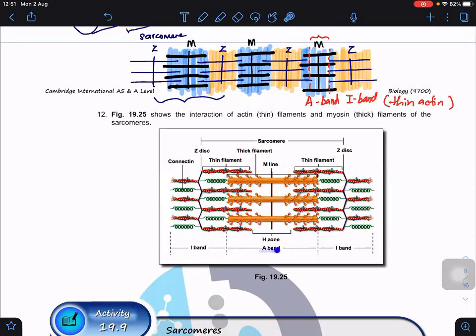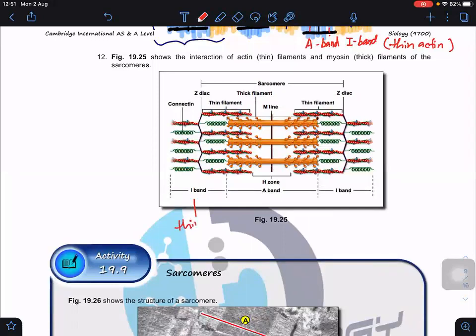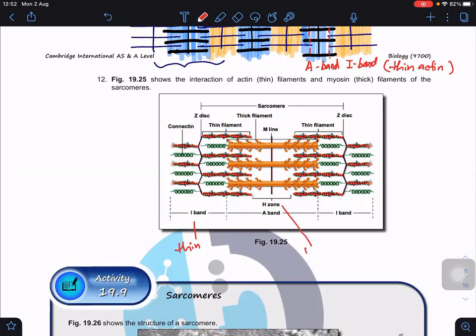Within the A-band, you have a lighter zone where there are no actin filaments, known as the H zone. So right now, the I-band only has thin filaments, and the H zone only has thick filaments. For the A-band, at the two sides you have the mixture of both. Are you clear? At the center, no, the center only has the thick filaments.